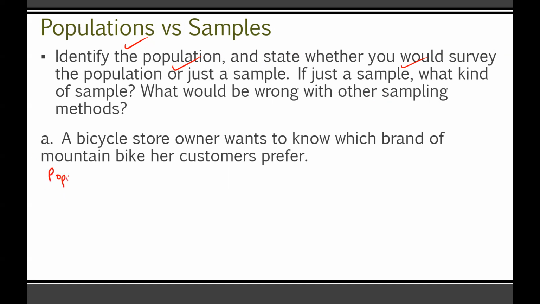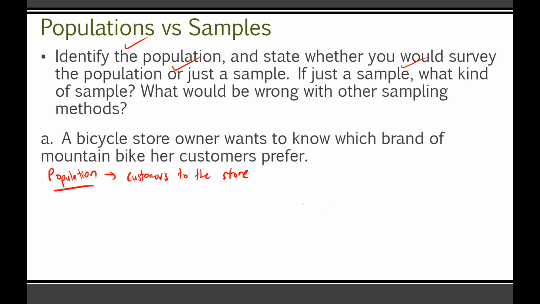So the population in this case, it's a little bit specific, and this is weird for a first one. Since it's a bicycle store that we're dealing with here, the population are customers to that store. Customers to the store. That is our population here. The population isn't literally everyone in the whole country. Not everybody's going to go buy a bicycle, for instance, right? The population are just customers to the store. Now, if we want to know which brand of mountain bike customers prefer, the question would be, should we survey the population or just a sample?